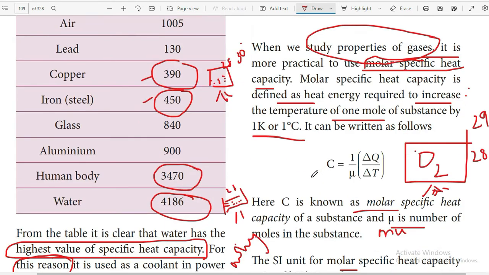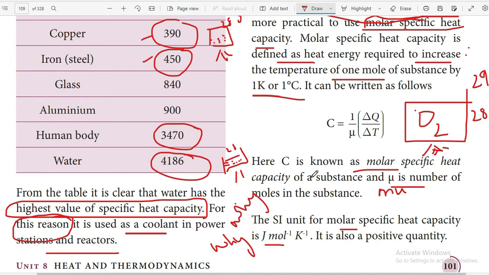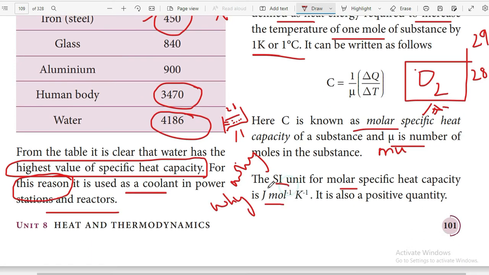Here, since we don't measure gases in terms of kg, we use mole. We measure gases in terms of mole. So for Q it is joule, for mu, instead of kg we are using mole, and for temperature we are taking Kelvin.